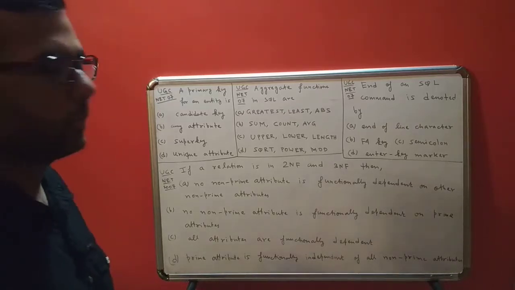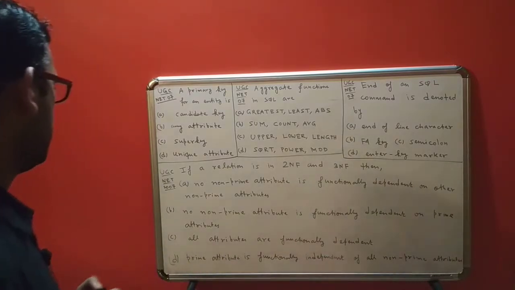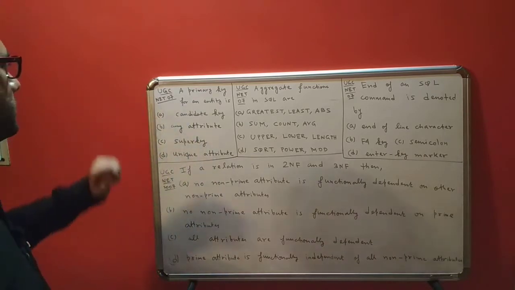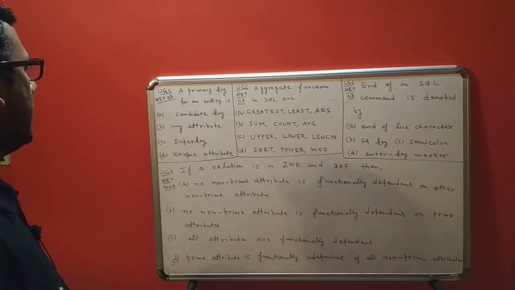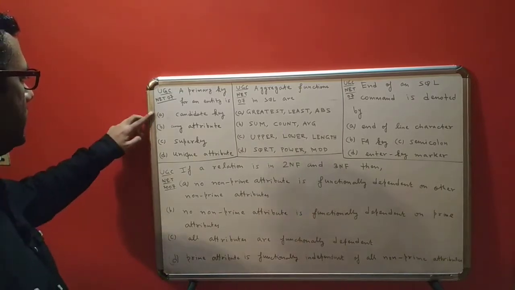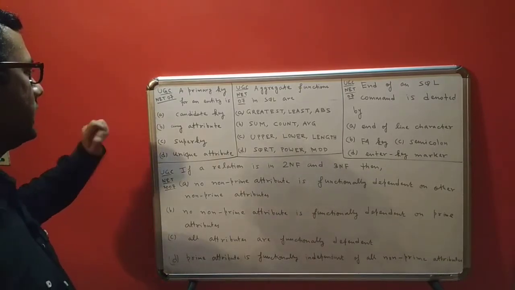Let's solve these 4 questions one by one. All have been asked in UGC NET 2007. Let's start with this one. A primary key for an entity is, and they've given us 4 options, right? Candidate key, any attribute, super key, and unique attribute.